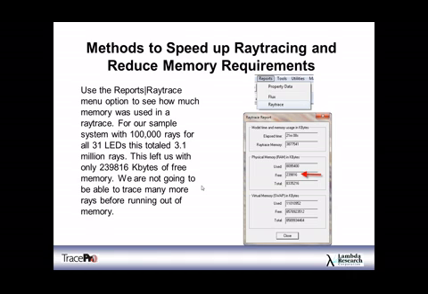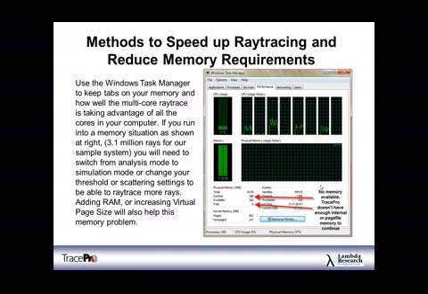So for our sample system, where I used 100,000 rays for a total of 3.1 million rays, you can see that I have 239,816 kilobytes free when I got done with the ray trace. And I used a total of over 8 million kilobytes of RAM. So I didn't have much left. I really couldn't increase that many more rays. I couldn't really double the number of rays because I would definitely run out of memory here. So we're not going to be able to trace many more rays before running out of memory for this particular analysis using 3.1 million rays.